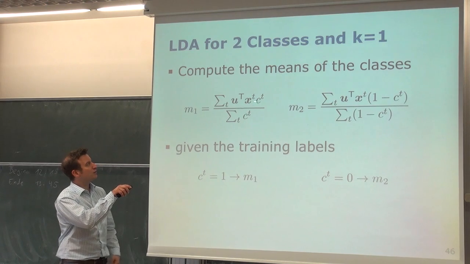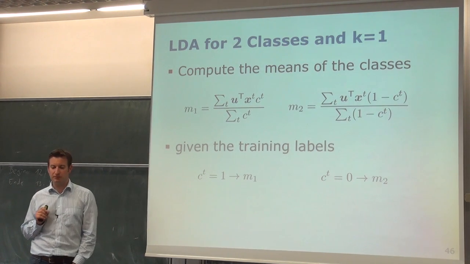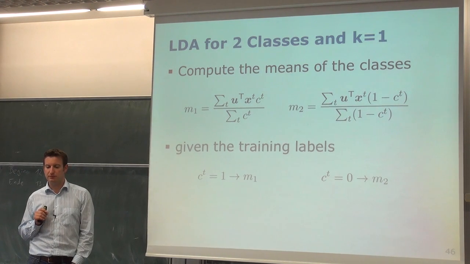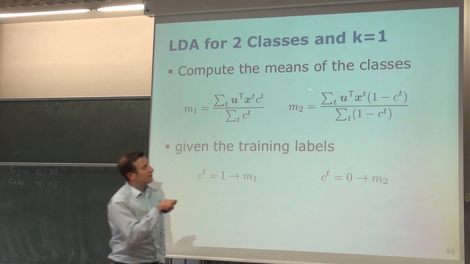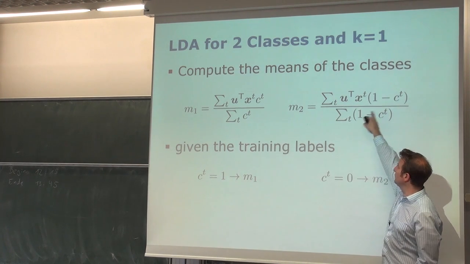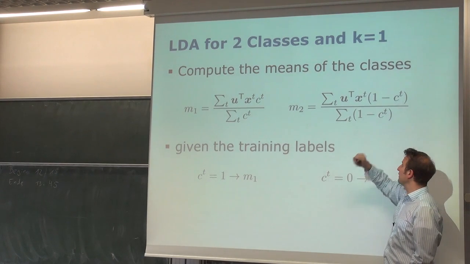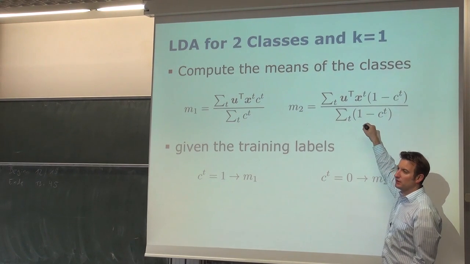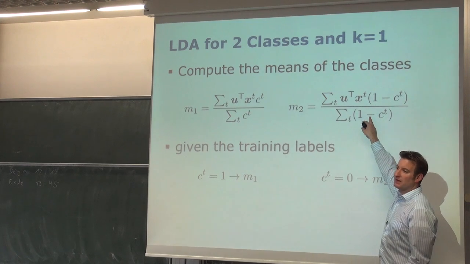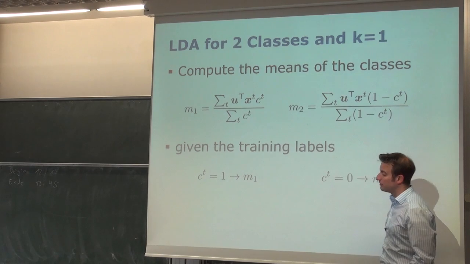And then I project those individual points onto my vector U. The same thing I can do over here. I have 1 minus C, so this value gets 0 if I'm in class number 1, because then it would be 1 minus 1. And it stays 1 if I'm in class number 2. So this only takes into account the points for M2.